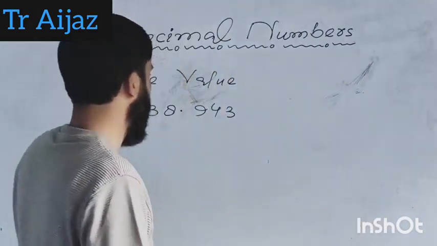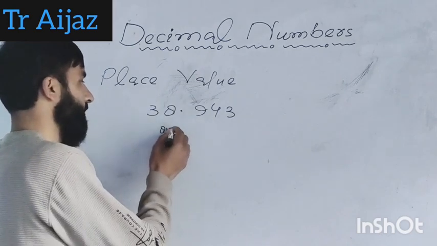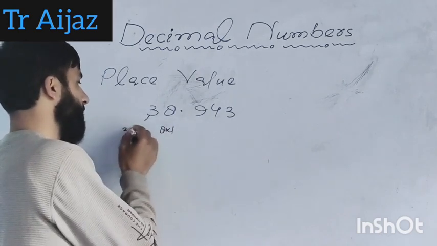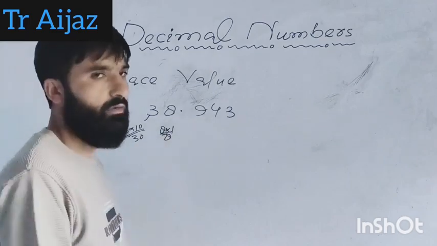There is nothing new. It is 8 and it's 30. This is the 1's place, so it's 8 into 1, that's 8. This is the 10's place, so it is 3 into 10, that is 30. So this is easy for you, the whole number part.